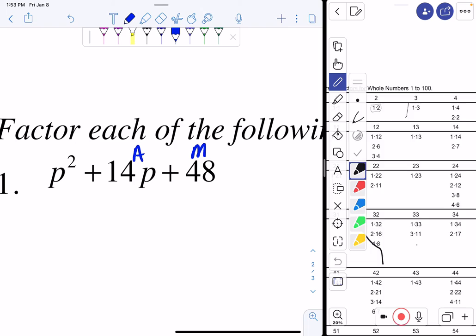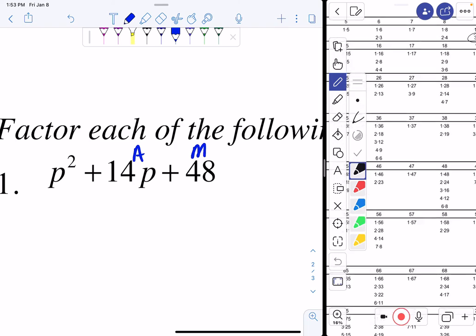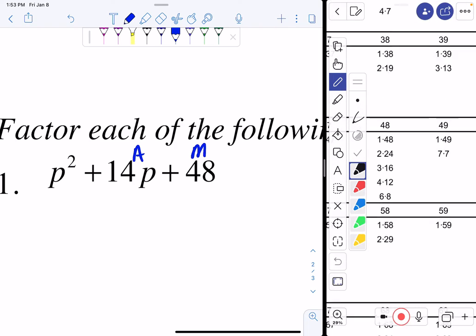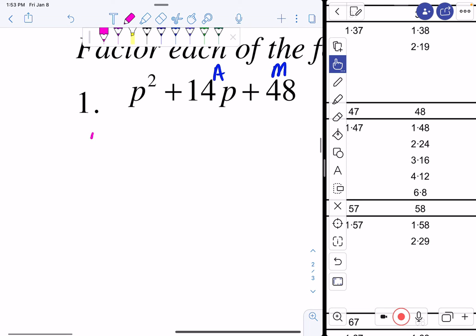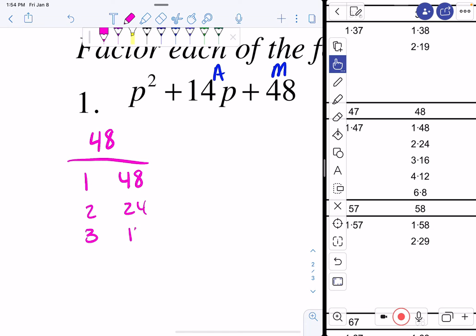So now I rewrite my factor pairs of 48. So if you look, I zoom in on this sheet, and I got a lot of factor pairs. So I got a lot of them I have to write. It's a little annoying, but I promise you, it's not that bad. I got 1 and 48, 2 and 24, 3 and 16, 4 and 12, and then I got 6 and 8.